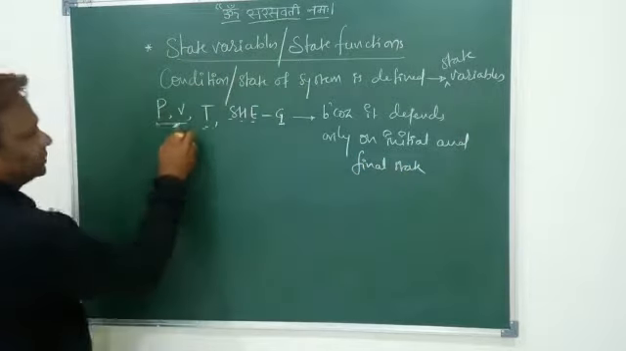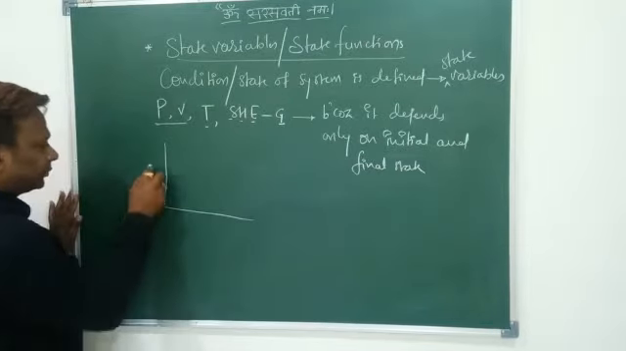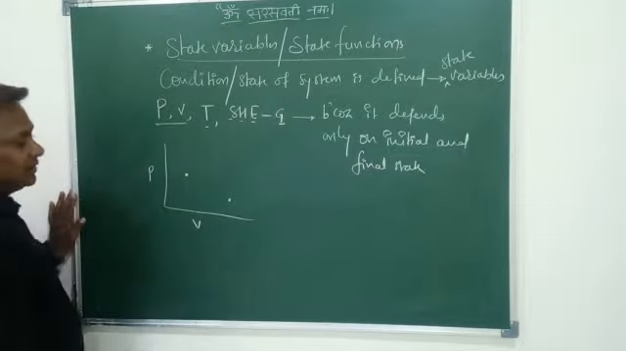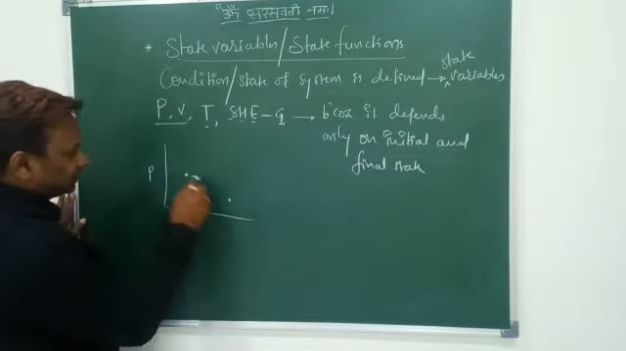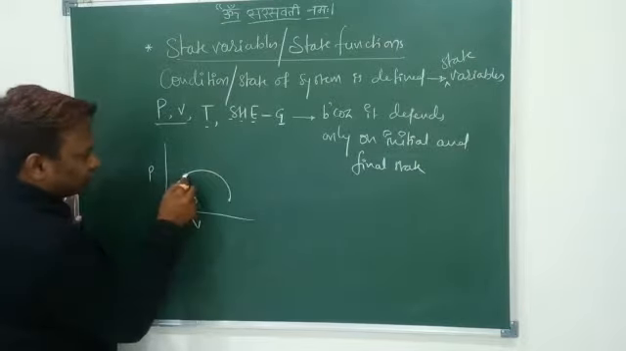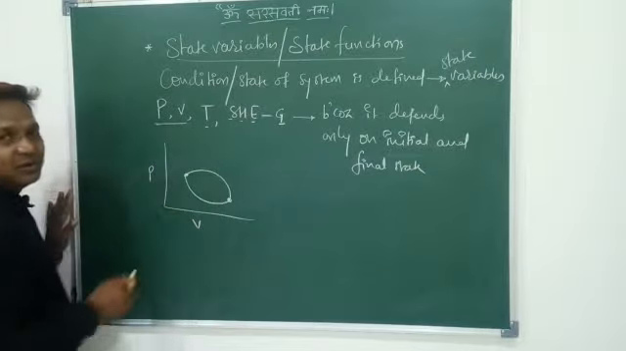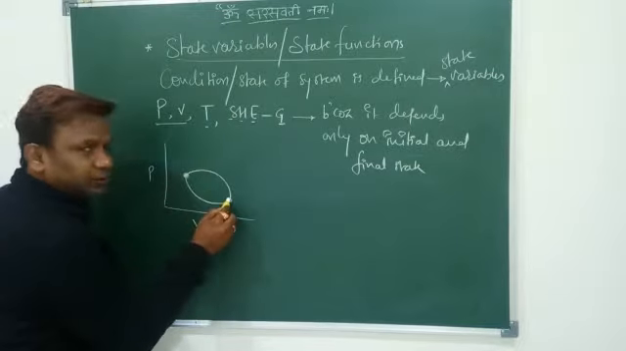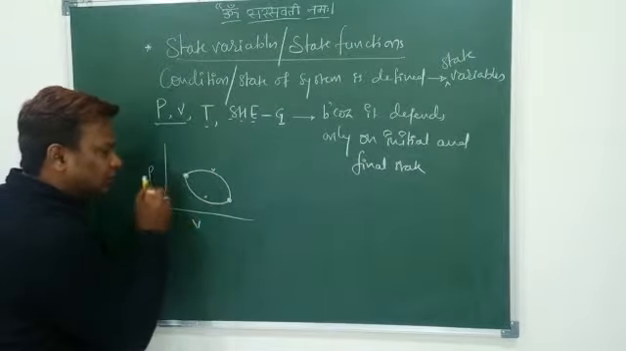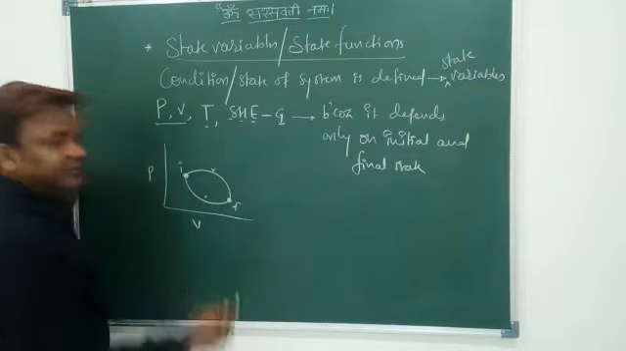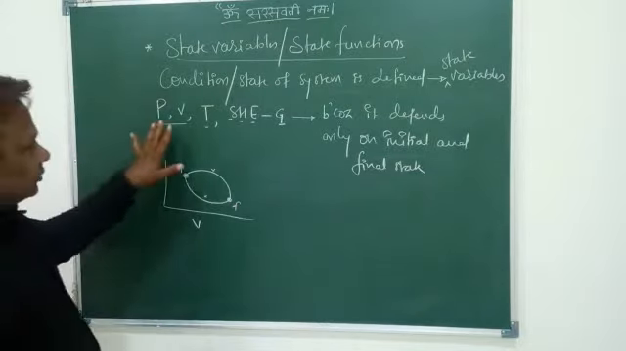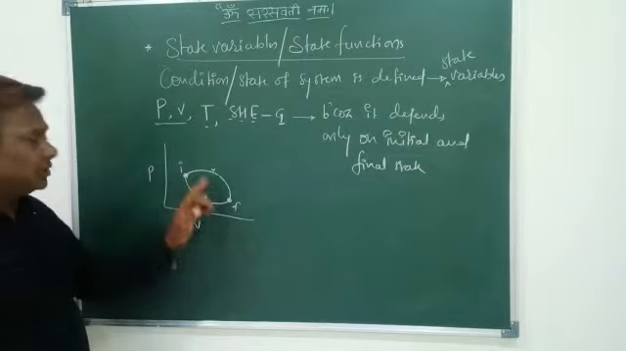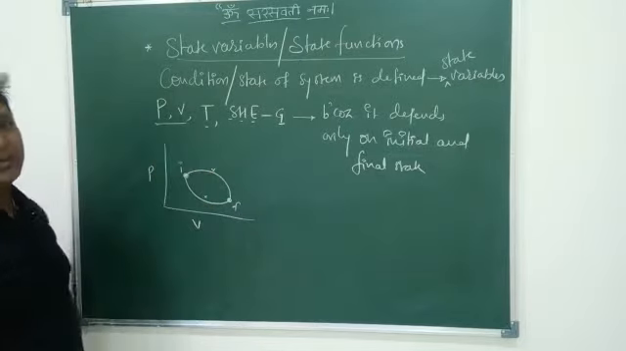Let us take one example about pressure and volume. Suppose I draw a small graph of pressure and volume, and this is the initial pressure and this is the final pressure. Whether it went from this path or from that path, it doesn't matter. The variable doesn't depend on which path was chosen to go from this point to that point. It depends only on the initial state and the final state. So these are the variables which depend only on the initial and final state but not on the path, and they are called state variables or state functions.